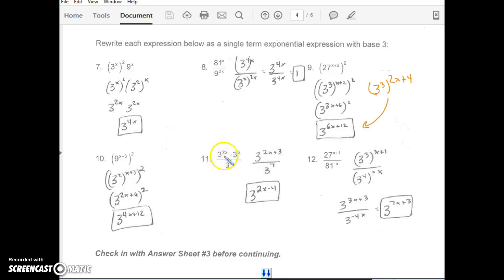Number 11, looks like we have some addition going on and some subtraction going on with exponents. So the first thing I'm going to do is put these guys together. So it becomes 3 to the 2x plus 3. And because we're dividing, we're going to subtract the exponent. So it's 3 to the 2x minus 4.